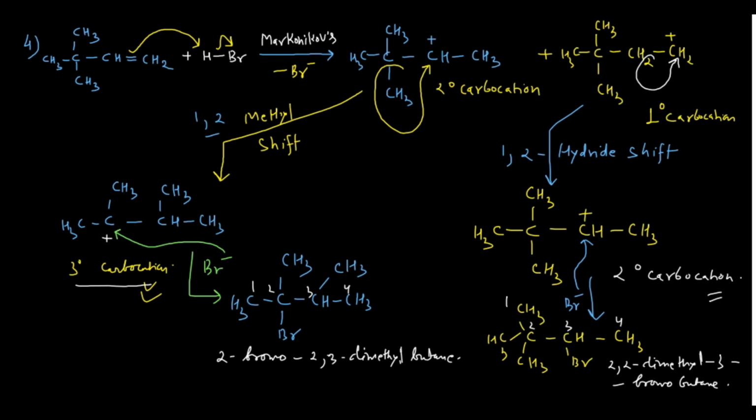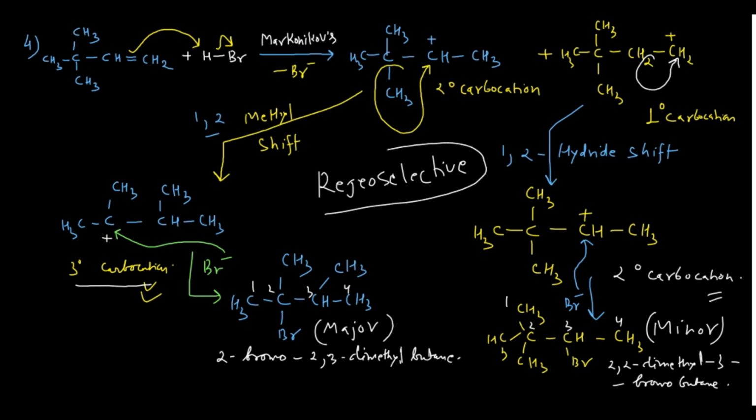So again you can see, this will be your major product because it is coming from the tertiary carbocation. So you can write it as the major product, and this one is the minor product. Since you are forming two regioisomers, one major and the other minor, the reaction is regioselective again. So what new thing have you learnt here, right?